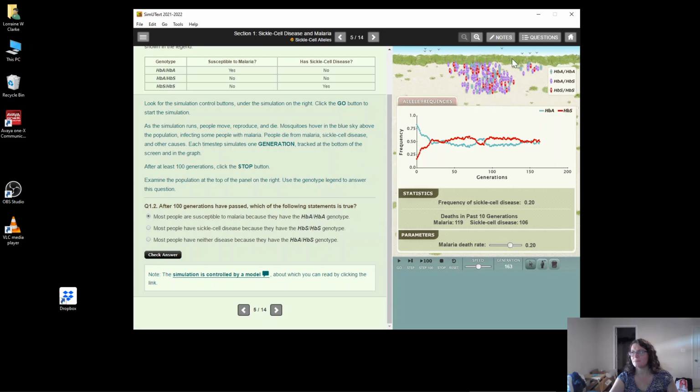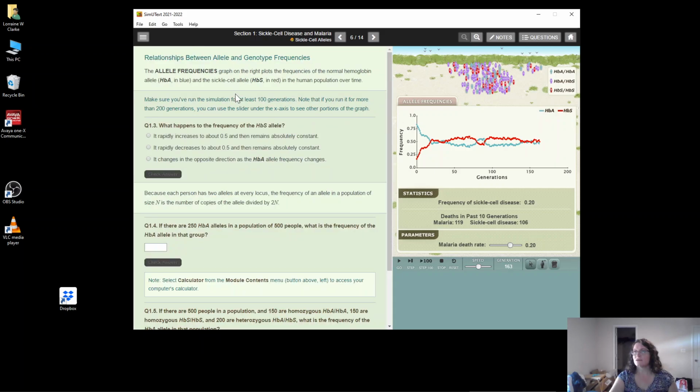But another big piece here. Most of the people are purple. Most people have neither disease, which indicates that there is actually a benefit to being a heterozygote, right? Most people now in this population, all those purples, are big A, big S. They're not susceptible to malaria, nor will they have sickle cell disease, okay?